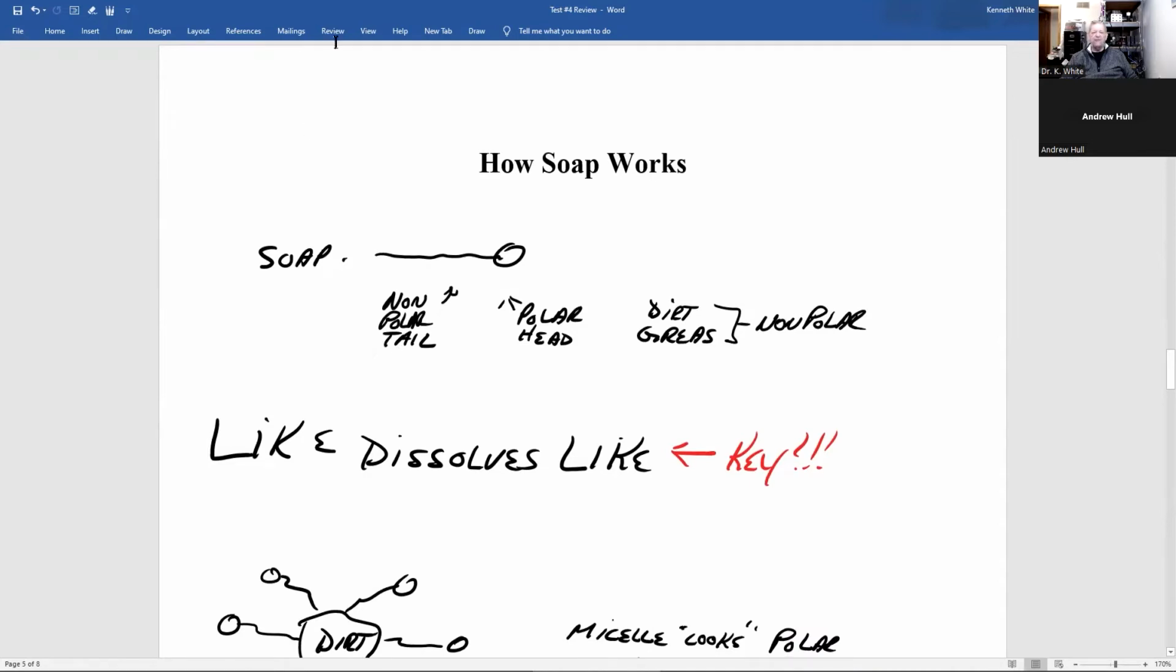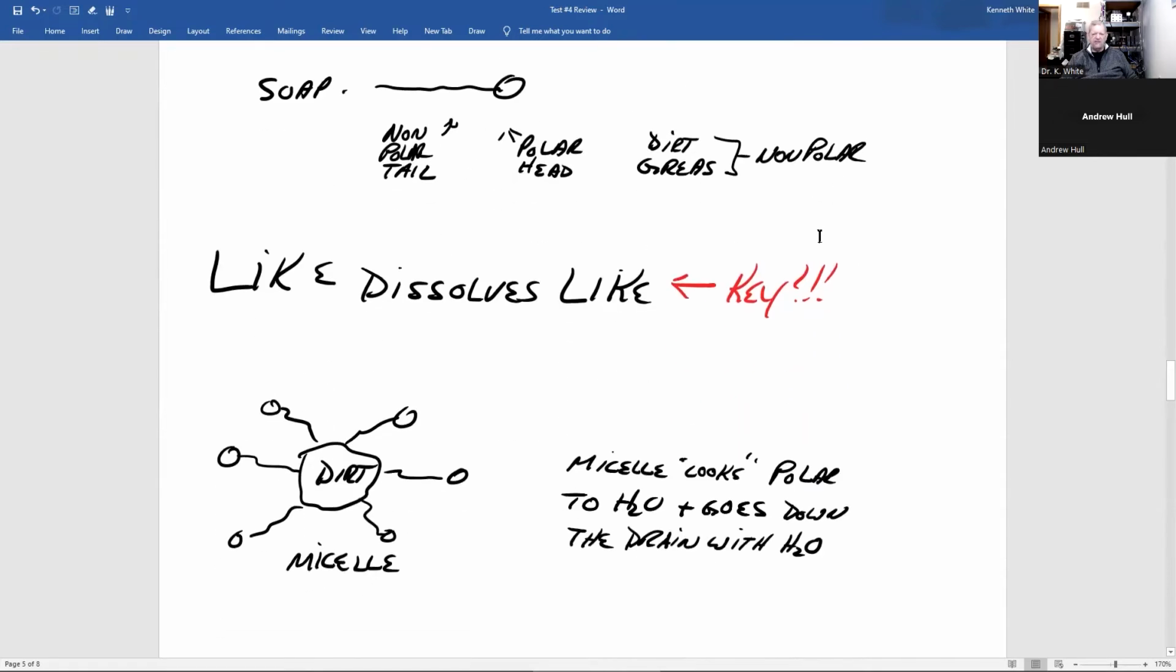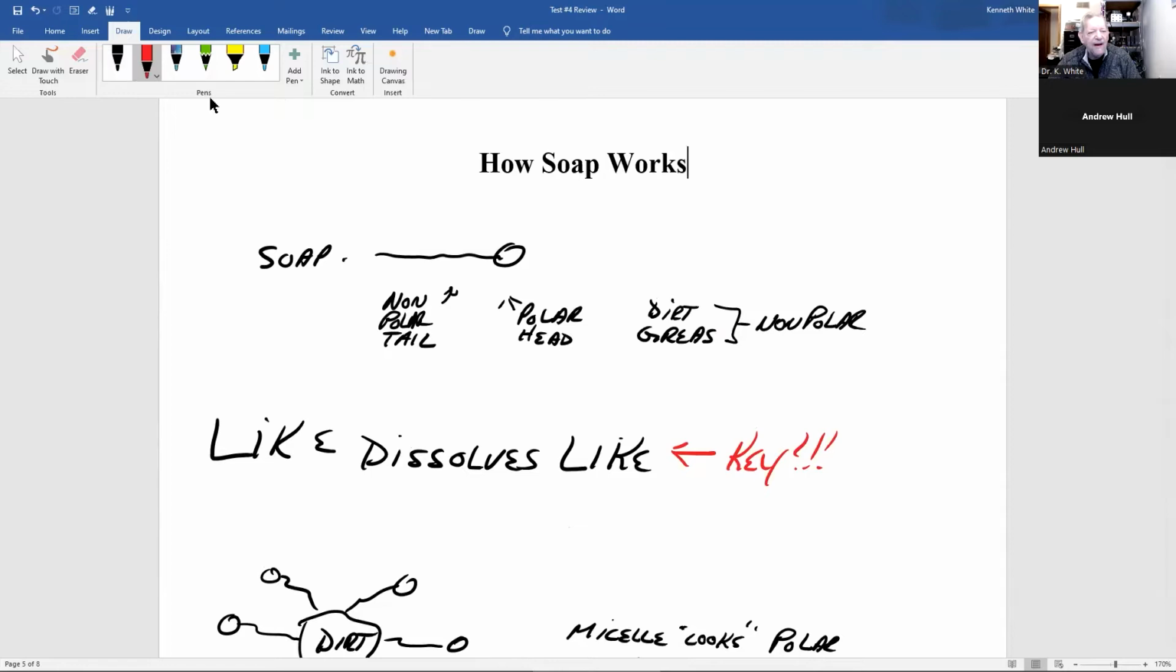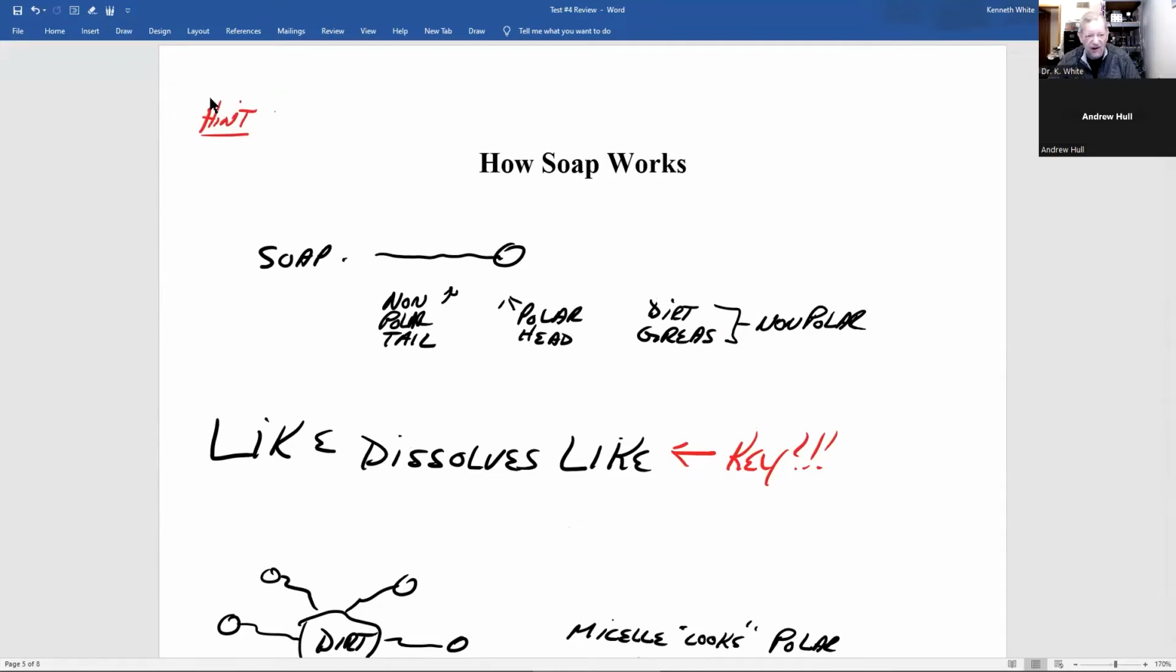Now, one of the most important things I can teach you this semester is how does soap work? Everything you should know in this review, but this one, really know.